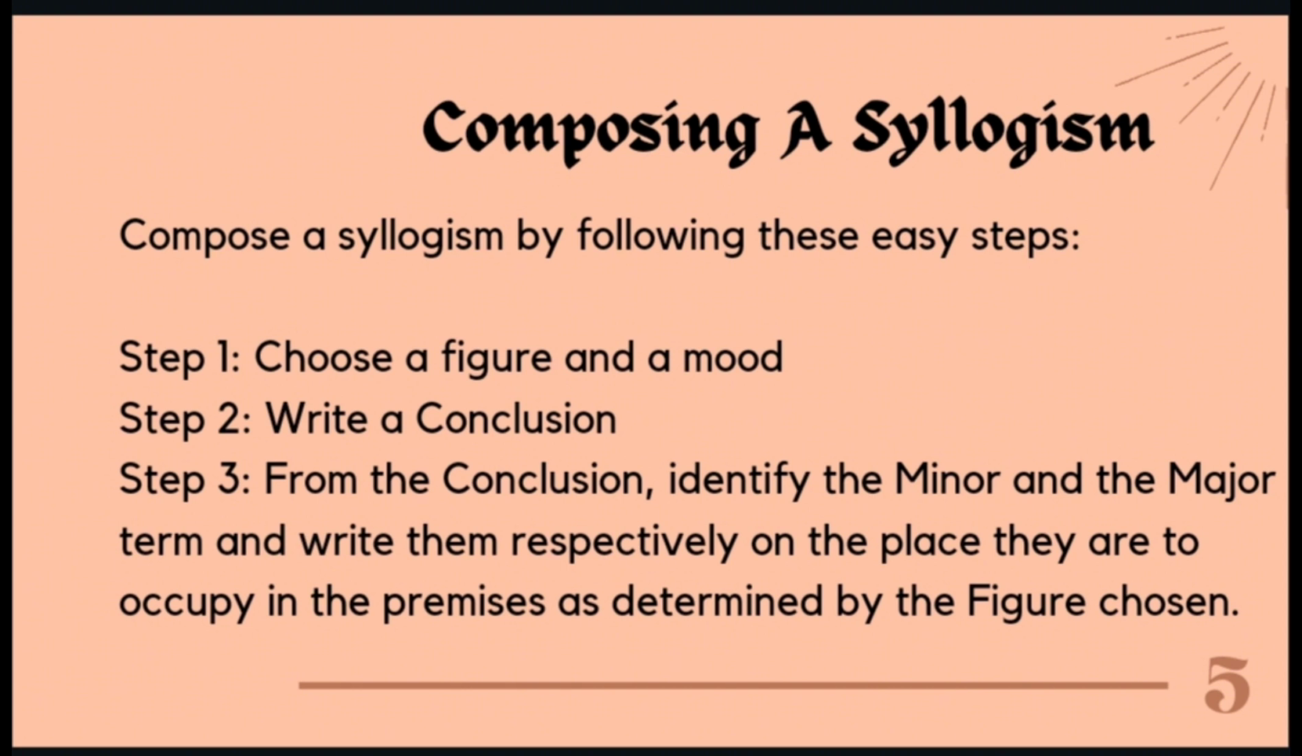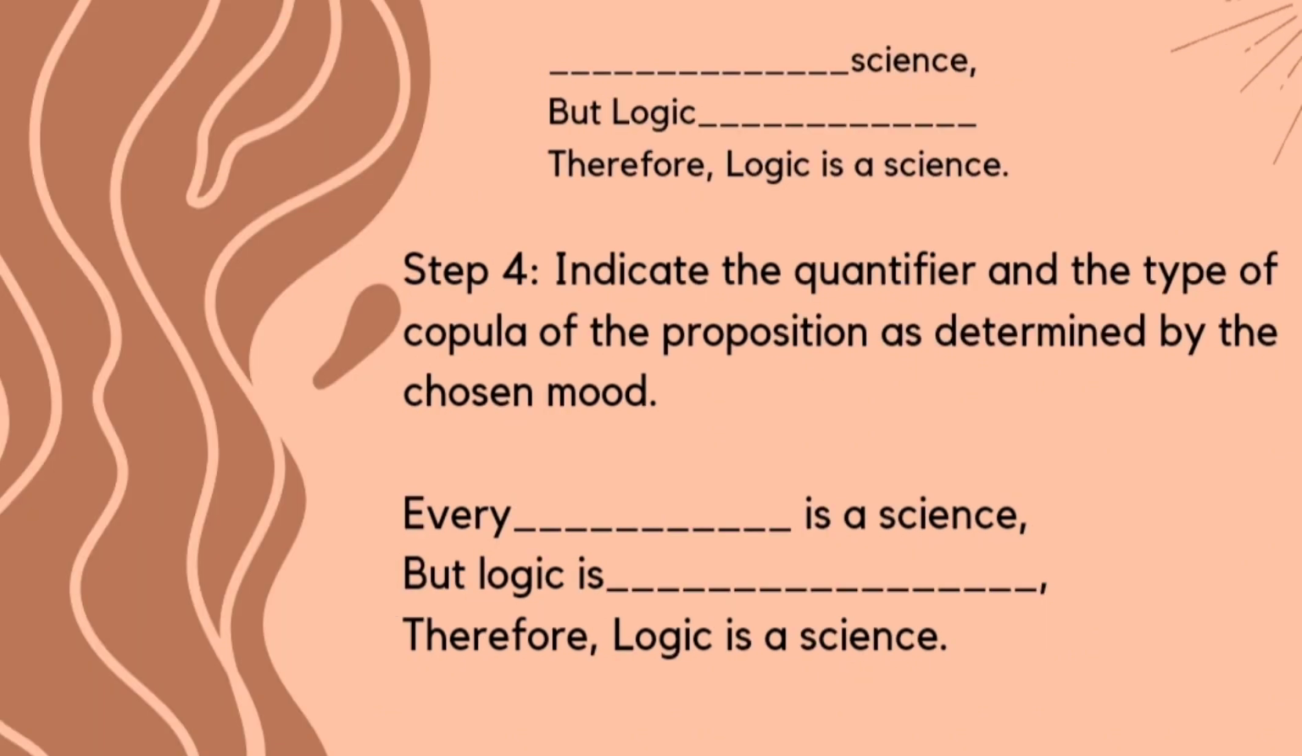So, step 3. From the conclusion, identify the minor and the major term and write them respectively on the place they are to occupy in the premises as determined by the figure chosen, in this case, the first figure. So, in step 3 we identify the minor and the major term in our conclusion. So, our minor is logic, and our major term is science. So, blank is science but logic blank, therefore logic is a science.